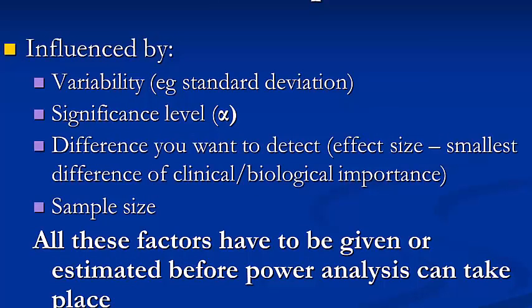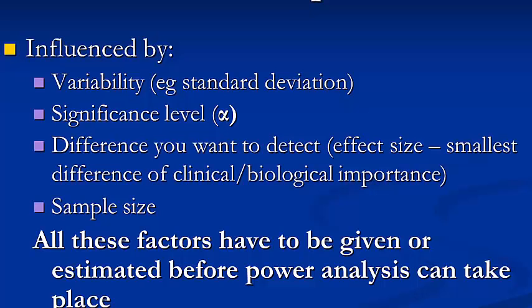Okay, so what affects the power? The variability in the data. If you are collecting a continuous variable and there's a lot of variability, a wide range of data leading to a very high standard deviation, that definitely affects your power, but there's nothing you can do about that. It is what it is. Alpha, or your significance level, will affect your power. The effect size affects your power.